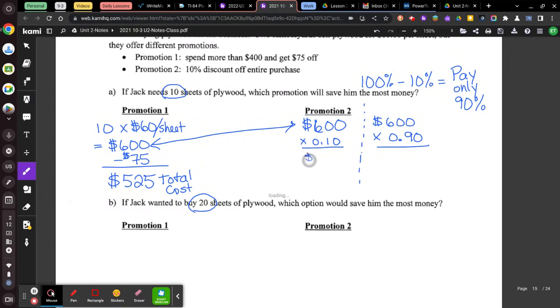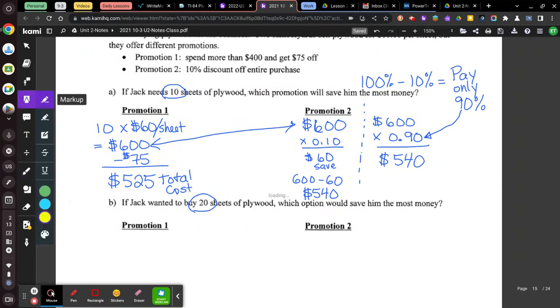So this is going to give me $60 savings. So that's what we would subtract. Now we would have to subtract. We would go 600, subtract our 60, we would get 540 total cost. Whereas if we do it like that on the right-hand side by what we pay, that's going to be our answer right away, $540. We don't have to subtract anything. So if we do it by the way we pay on the right-hand side, there are less steps.